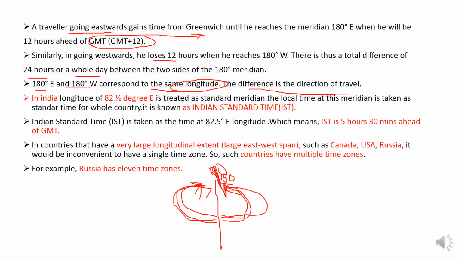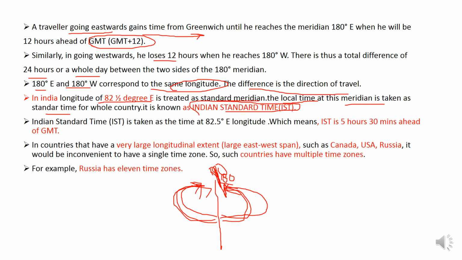In India, the longitude of 82.5 degrees east is treated as the standard meridian. The local time at this meridian is taken as standard time for the whole country. This is called Indian Standard Time. So Indian Standard Time is the time at 82.5 degrees east longitude, which means Indian Standard Time is 5 hours 30 minutes ahead of Greenwich Mean Time.